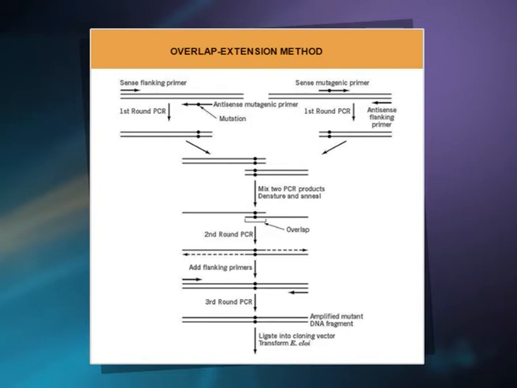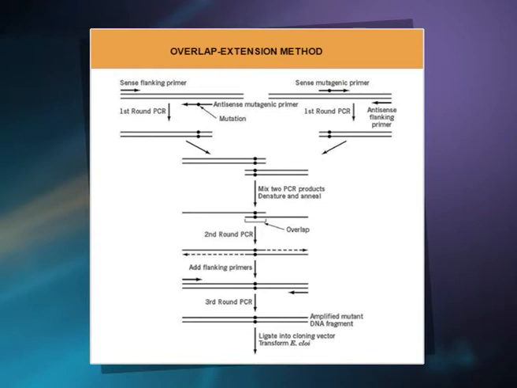First, 2 separate PCR reactions are set up in parallel. One reaction has the sense mutant primer and an antisense flanking primer 3' to the mutation site. The other reaction contains the antisense mutant primer and the sense flanking primer 5' to the mutation site. The 2 amplified fragments contain mutations at the 5' or 3' terminus respectively.